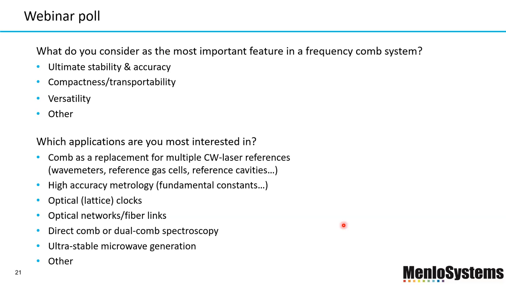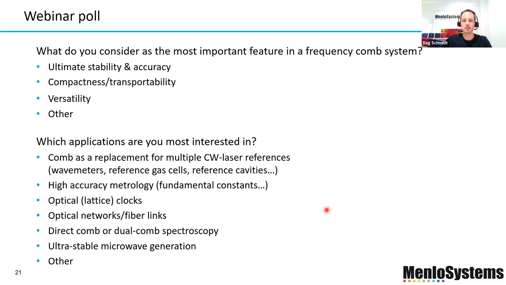I apologize, for some reason it's not letting me end the poll. But I guess I can read off the answers that were submitted as the most popular. Okay. So for the first question, the first answer choice was selected by 54% of the audience. And for the second question, there was a pretty even split between high accuracy metrology and the direct comb or dual comb spectroscopy. And there were about 42 and 43% respectively for each of those choices. All right. Thank you very much for your feedback. Great. So now, there it is. There now we can see it. All right. Cool. Thanks a lot for your input.